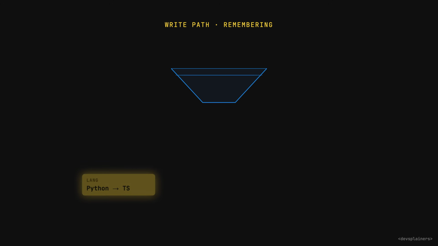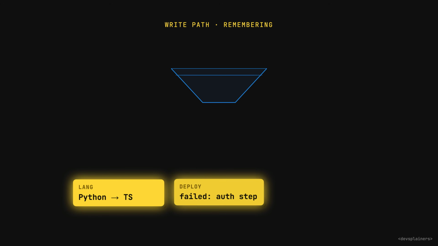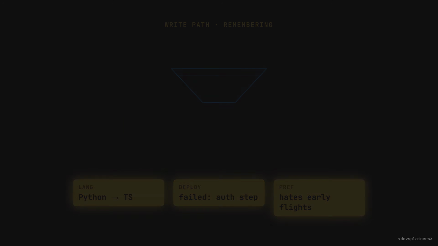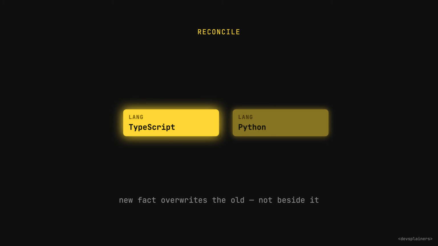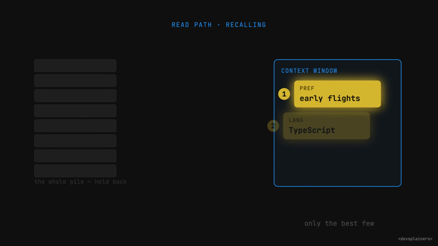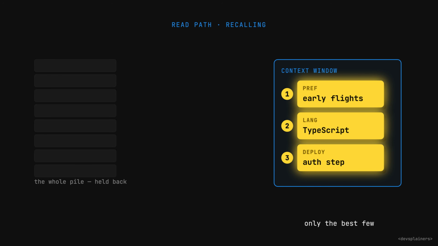You switch from Python to TypeScript. The deploy failed on an auth step. This user hates early flights. Then it reconciles them against what it already knew, so a new fact overrides the old one instead of piling up beside it. The read path is the recalling. A new turn comes in, and before the model sees anything, the loop decides what's relevant, pulls a handful of the right memories, ranks them, and pastes only those into the window, not the whole pile, only the best few.